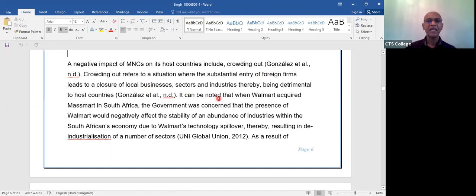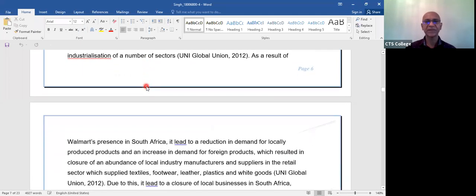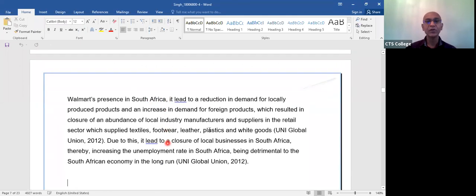A very good point. It can be noted that when Walmart acquired Massmart in South Africa, the government was concerned that the presence of Walmart would negatively affect the stability of an abundance of industries and so on, resulting in deindustrialization. So yes, the student is giving details on what her point is, on what crowding out is. So at this time, she is still explaining what is crowding out. Let's continue with our discussion. As a result, Walmart's presence in South Africa led to a reduction in demand for local products, very good, which resulted in the closure of an abundance of local manufacturers, etc., such as in sectors related to textiles, footwear, leather, plastics. Very good details. I'm happy with all of this.